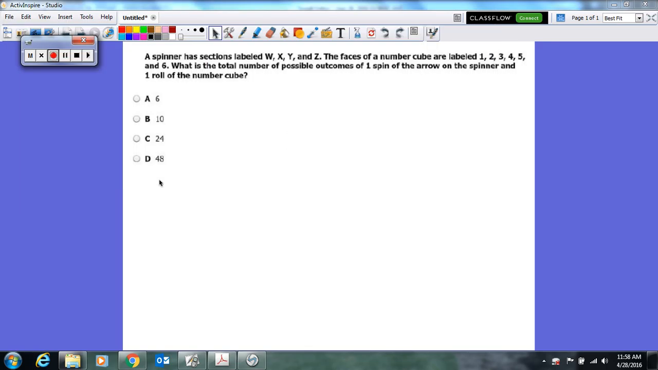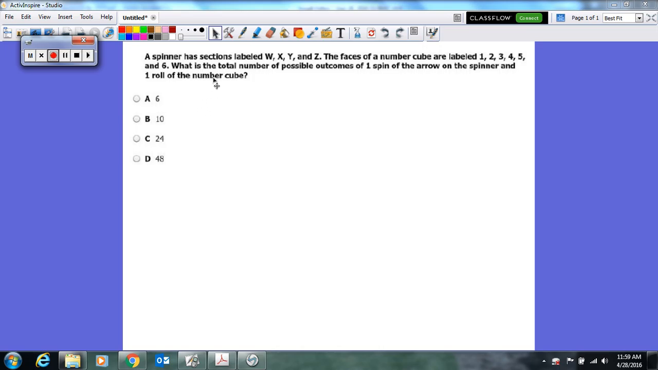All right, so question number 46 on the 2014 Math 7 SOL is a multiple choice one, and it reads: a spinner was with sections labeled W, X, Y, and Z, and the faces of a number cube are labeled 1, 2, 3, 4, 5, and 6, or a die labeled 1, 2, 3, 4, 5, and 6. It's asking us what is the total number of possible outcomes of one spin on that spinner and one roll on that die. Well, let's see.